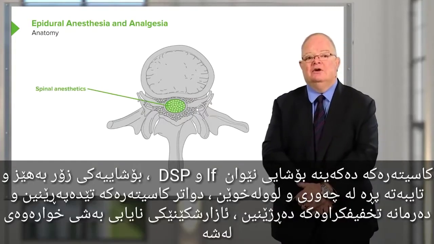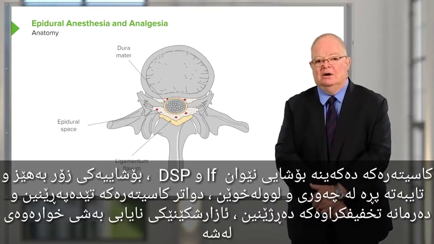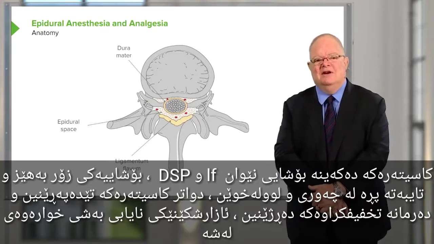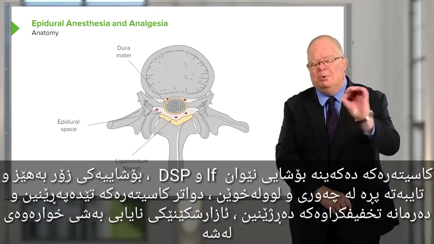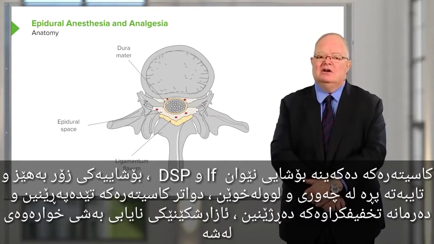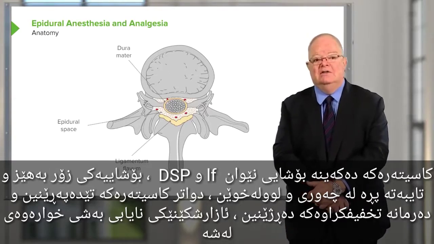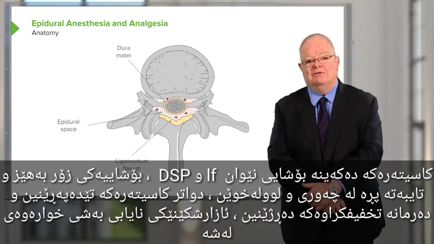So the catheter is inserted between the ligamentum flavum and the dura of the spinal cord, which is really kind of a potential space. It's filled with fat and blood vessels. We can actually transport a catheter into that space, and we inject local anesthetics, usually quite dilute, into the space, and that can produce good analgesia to the lower half of the body.